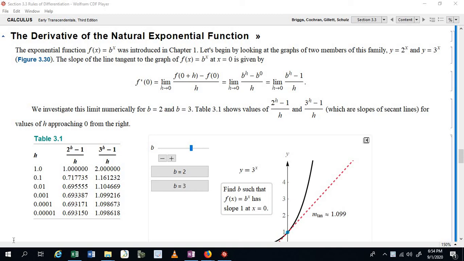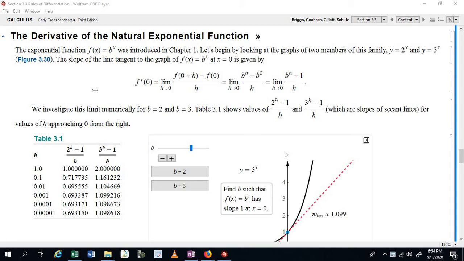Hello again. In this video, we're going to find the derivative of the natural exponential function. Now, before we actually find the derivative of the natural exponential function, we're first going to talk about the natural exponential function and where it comes from. To see where it comes from, we really need to first talk about exponential functions in general.